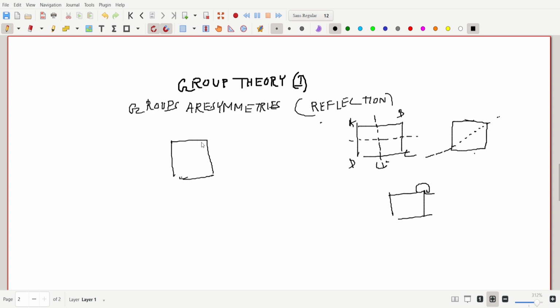We say that rotation is a symmetry. One rotation is this: we name the corners differently. We can rotate this by 90 degrees, and that square remains the same and is put in the same position. So this comes here, this comes here, this comes here, and this comes here. This is rotation by 90 degrees.